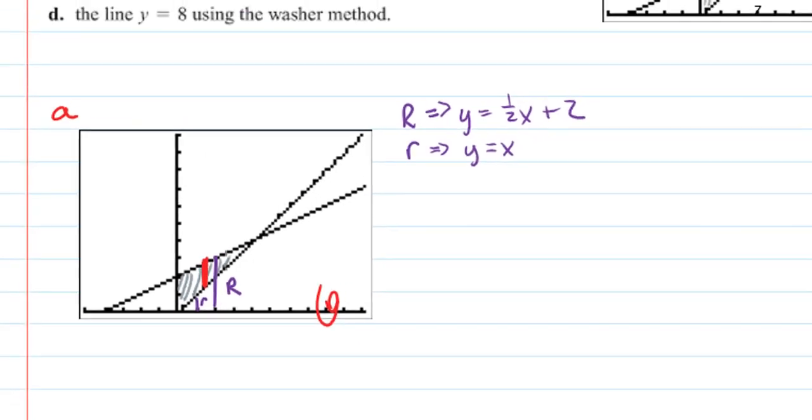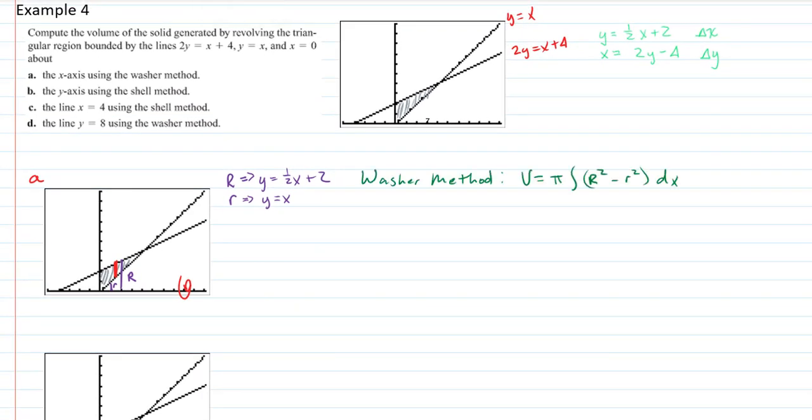So for the washer method, when you set up your integral, it's pi times the integral of the outer radius squared minus the inner radius squared. For this problem, that's going to give us the volume is equal to pi times the outer radius we said was 1/2 x plus 2 squared minus the inner radius, which is just x squared, dx. And before you can integrate this, you've got to FOIL this out and combine like terms.